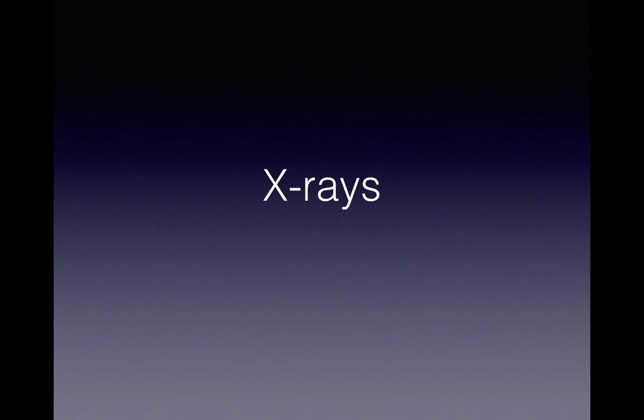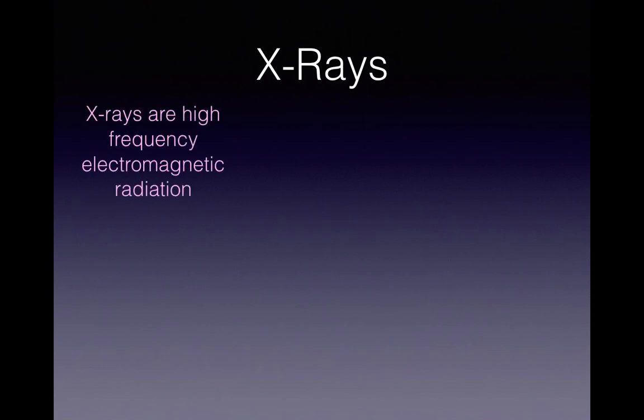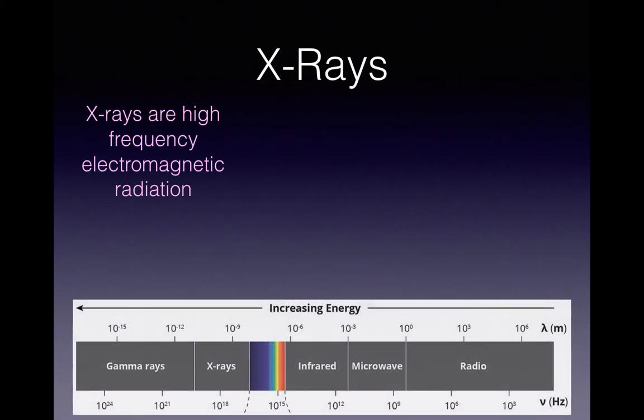X-rays. Let's start with some properties of X-rays and what they are. So first off, a definition: they're high frequency electromagnetic radiation. Let's take a look at the spectrum.